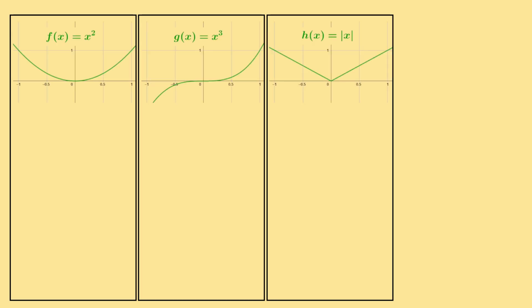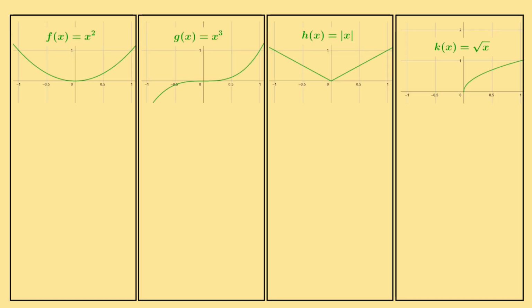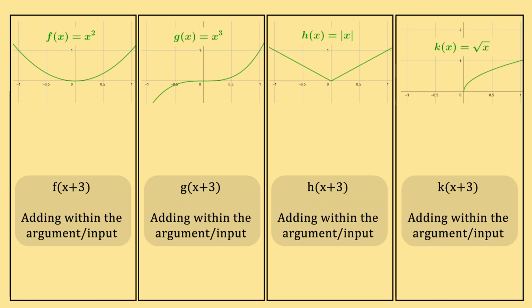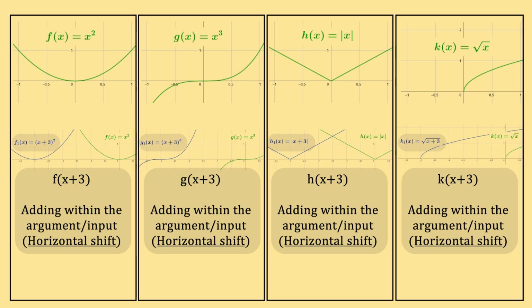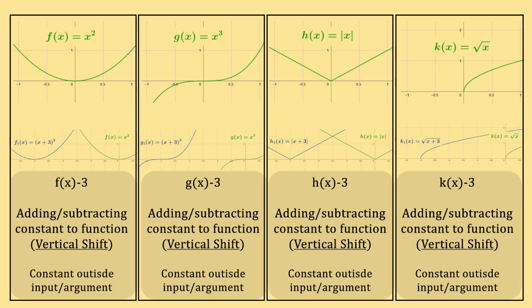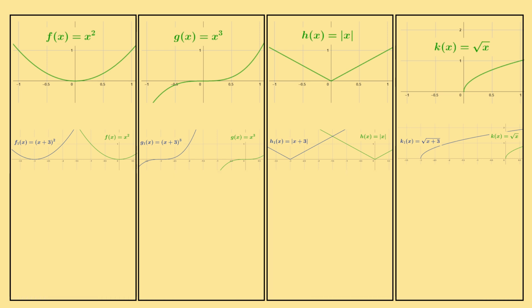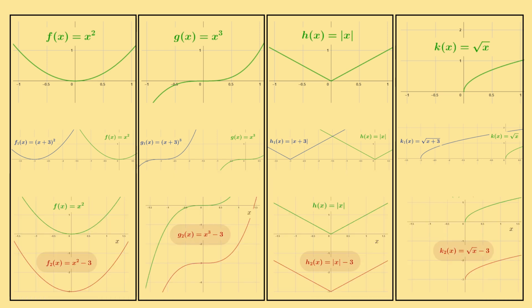Consider all of the functions x squared, x cubed, the absolute value of x, and the square root of x. For each one of these examples, adding a constant to the argument or input within the function is a horizontal shift. For example, here are all of the functions shifted to the left 3 units. Also, adding a constant to the final result of the original function is a vertical shift. For example, here are all the functions shifted down 3 units.